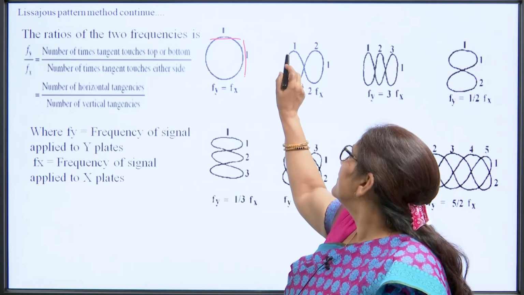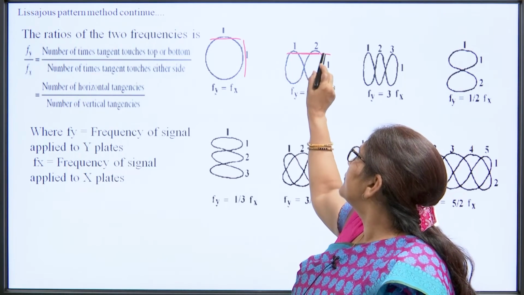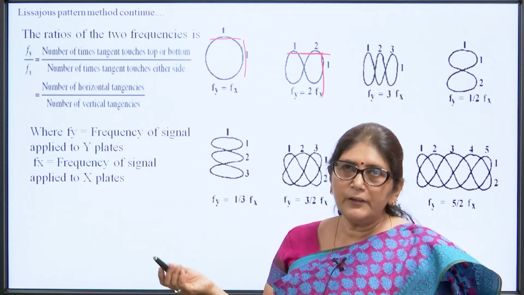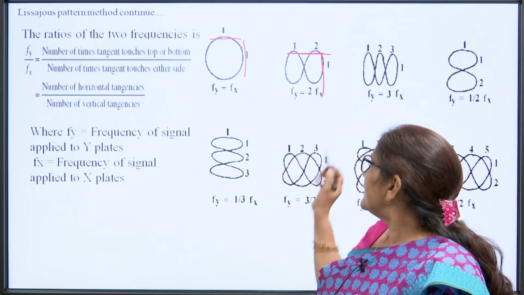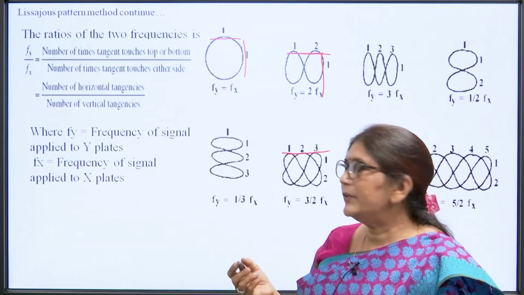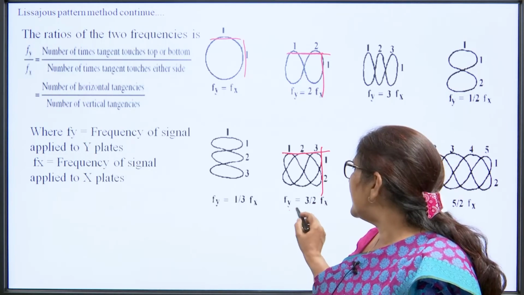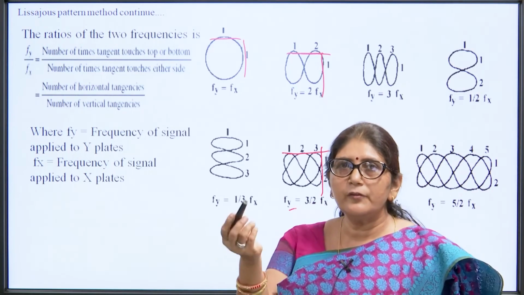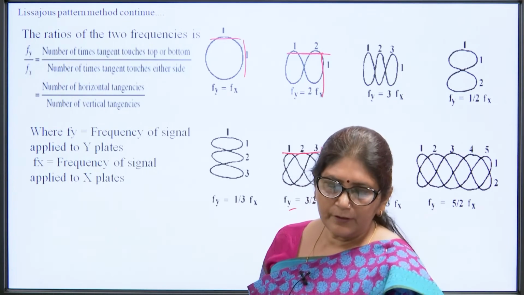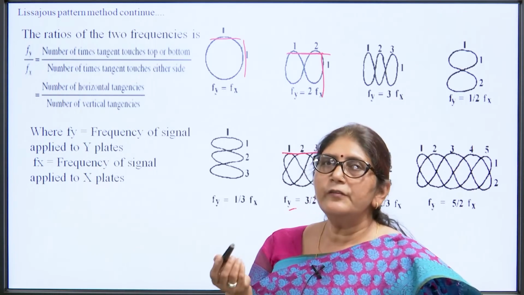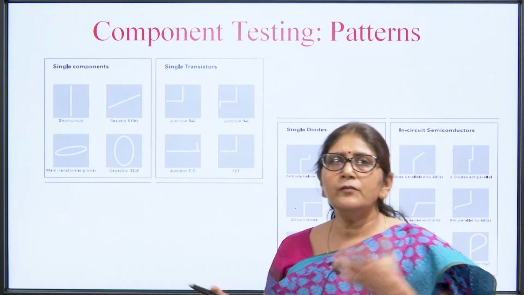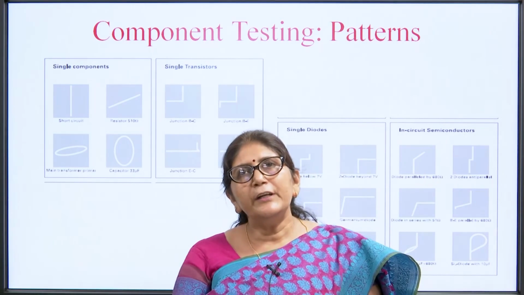But here we can see the tangent touching is 2 and here the tangent touching is 1. It means the unknown frequency is twice the known frequency. Similarly, here we can see 3 tangents touching and here 2. So, it means the unknown frequency f y is 3 by 2 of the known frequency. In this way we can measure the frequency of an unknown signal by comparing it with the frequency of a known signal.